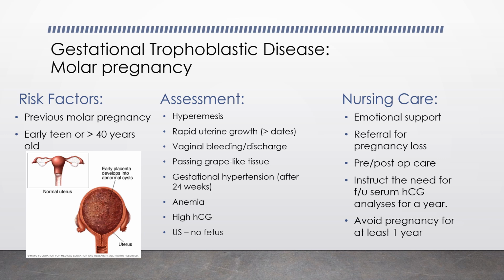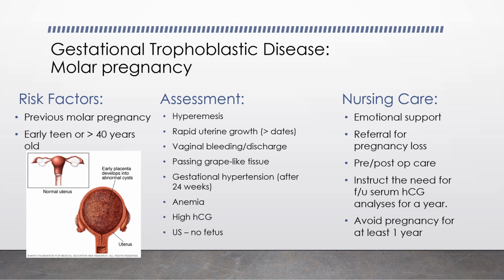Typically, these women will have a lot of pregnancy complaints, like lots of vomiting, hyperemesis. Their uterus will grow rapidly, so they are looking more pregnant than they should. They may start having some vaginal bleeding or discharge, brownish discharge, and sometimes they'll pass grape-like structures, tissue. These are the hallmarks of this molar pregnancy.